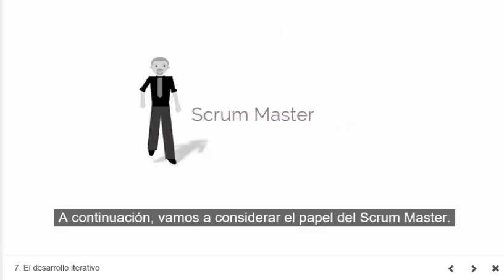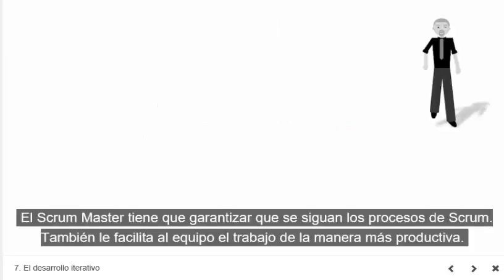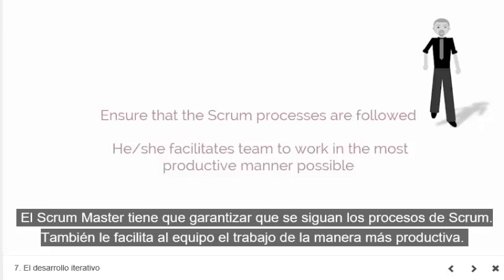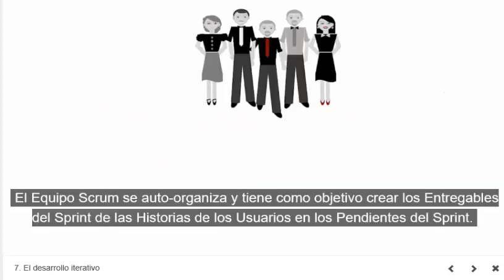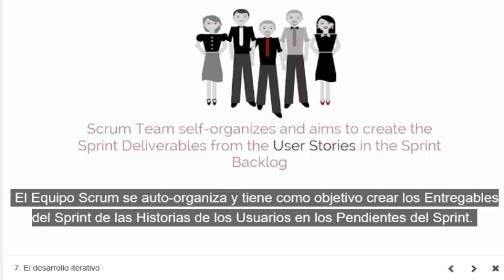Next, let's consider the Scrum Master's role. The Scrum Master has to ensure that the Scrum processes are followed. He or she facilitates the team to work in the most productive manner possible. Finally, the Scrum team self-organizes and aims to create the sprint deliverables from the user stories in the sprint backlog.